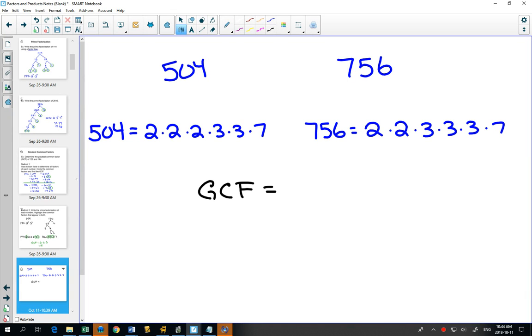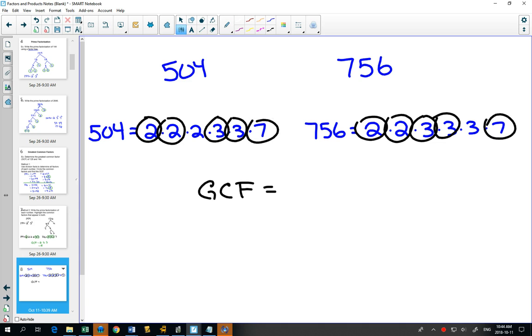Well, how many 2s do they have in common? A 2 there, a 2 there, a 2 here, a 2 here, then we're out of 2s. Then we go to 3s. We have a 3 here and a 3 here, a 3 here and a 3 here, then we're out of 3s. And finally we have a 7 here and a 7 there. So our greatest common factor is going to be 2 times 2 times 3 times 3 times 7. Multiplying those all out, 252.